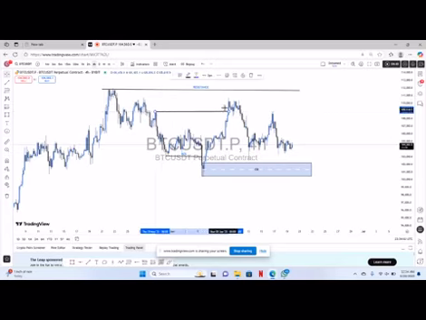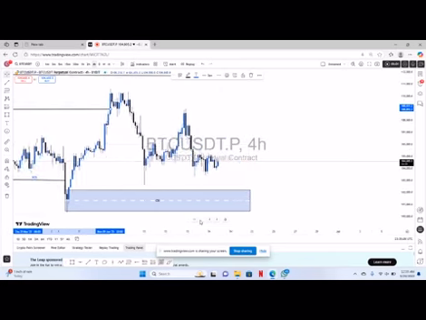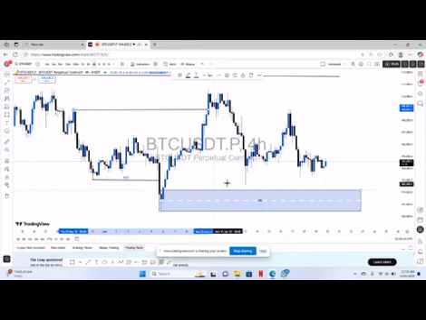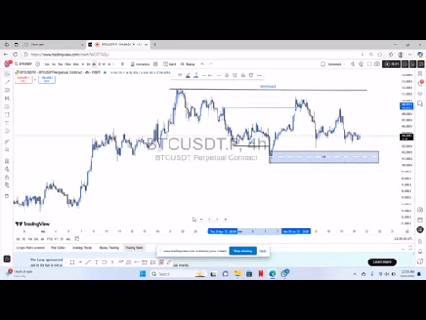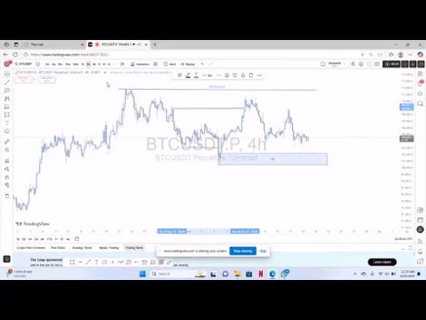This other block actually broke the structure and retraced back to an imbalance. It didn't get to this other block. Let me zoom in. Okay. It didn't get to this other block. It retraced back to an imbalance. So I'm expecting it to still retrace back to this other block. Right. Okay. Let's move to 2 hours.